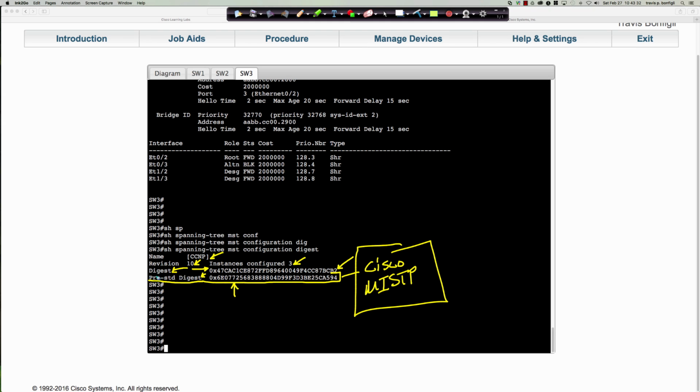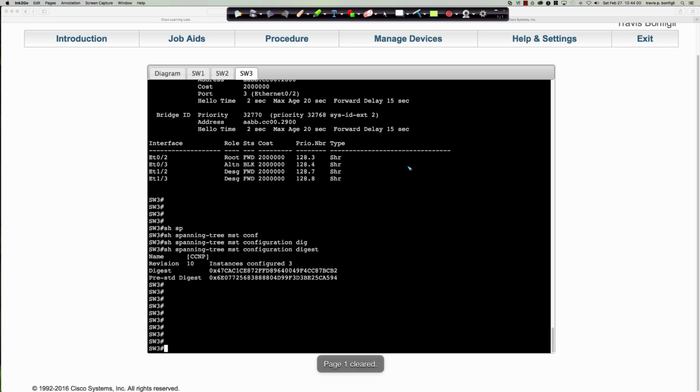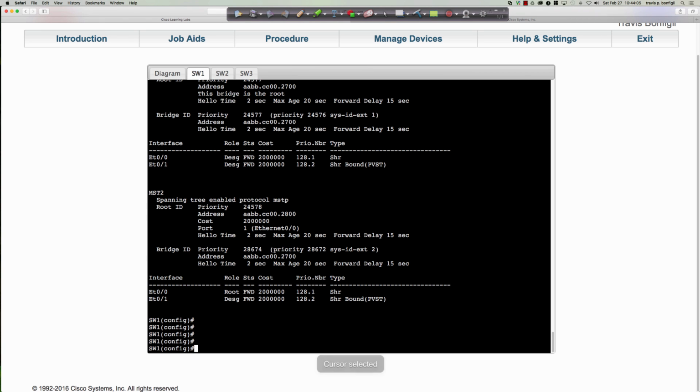And so that's why it's annotated here that if I've got a legacy neighbor who does not speak IEEE Multiple Spanning Tree Protocol, this pre-standard digest would be exchanged, so that even a pre-standard Cisco switch would be able to participate in the multiple spanning tree topology. Okay, so let's go ahead and clear that off. And again, if they didn't match, you would know.